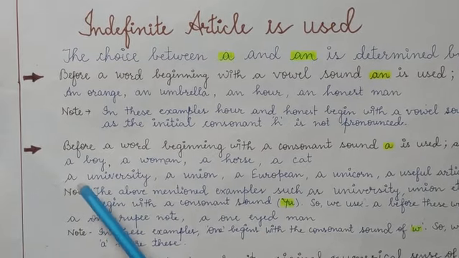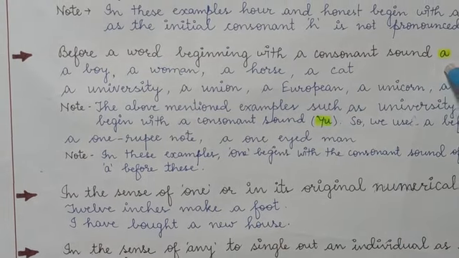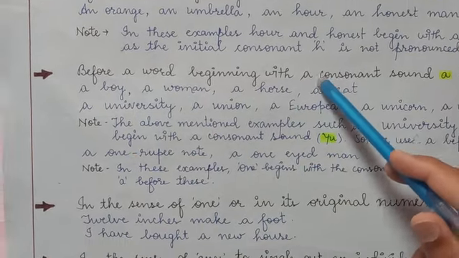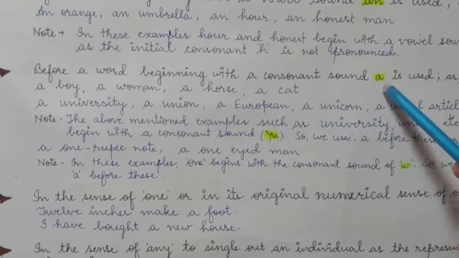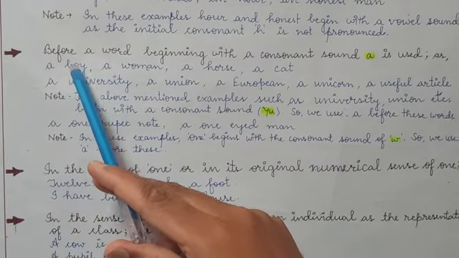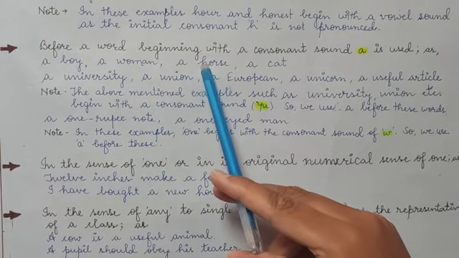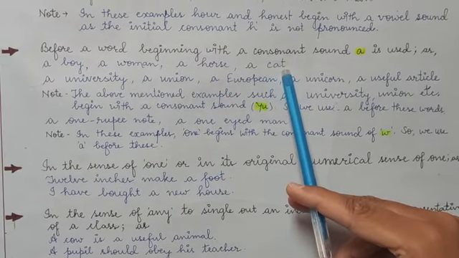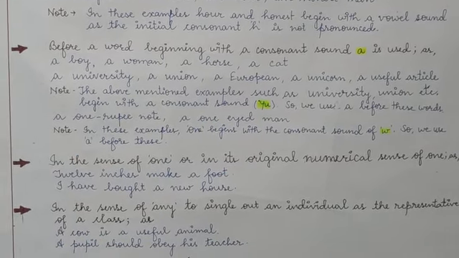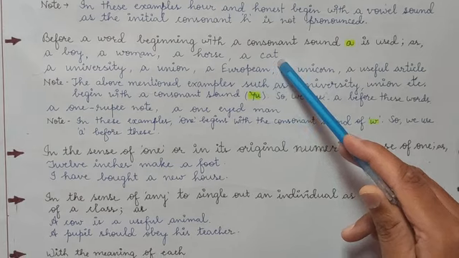Second rule is before a word beginning with a consonant sound we will use a. Let us see examples. Boy is beginning with a consonant sound. Woman is beginning with a consonant sound. Horse also, and cat also. Because these words are beginning with consonant sounds, a has been used. A boy, a woman, a horse, a cat.